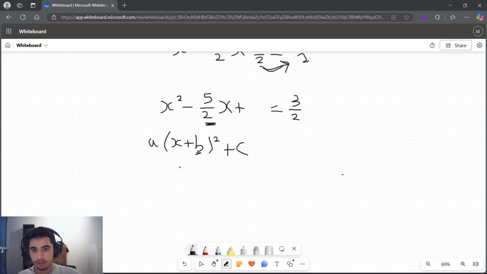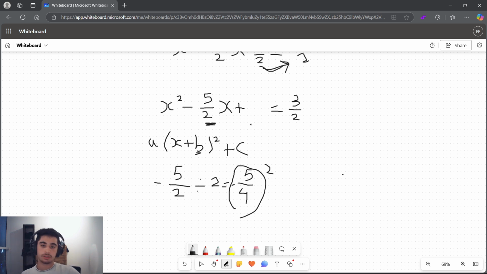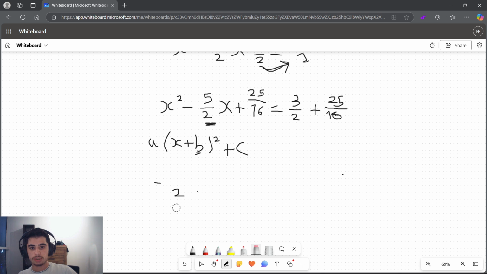So 5 over 2 divided by 2 gives us 5 over 4, and then what I'm going to add over here, negative 5 over 4 actually. What I'm going to add over here is always going to be this number squared. So if we square this, it's going to be 25 over 16. We're also going to add it to this side so we don't mess up the equilibrium. 25 over 16. Done.